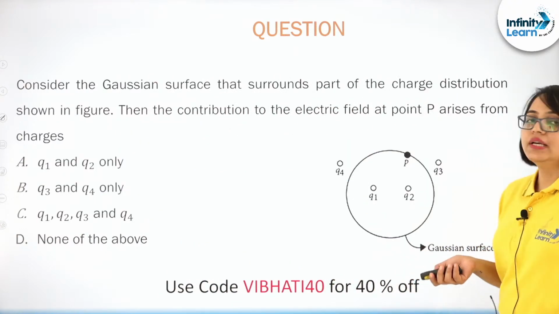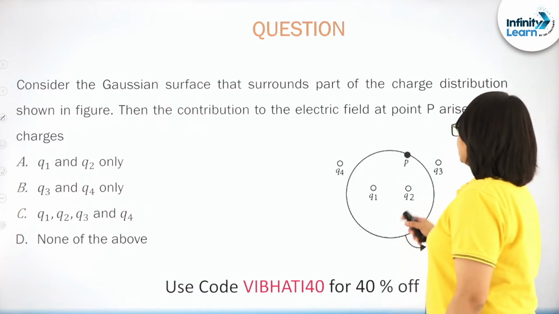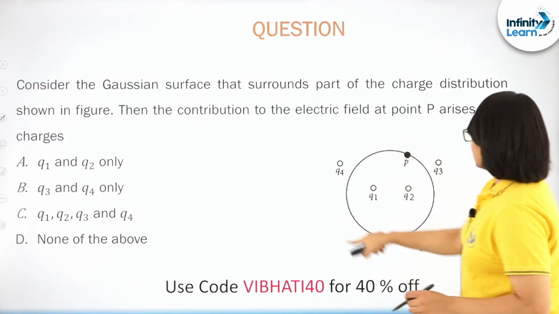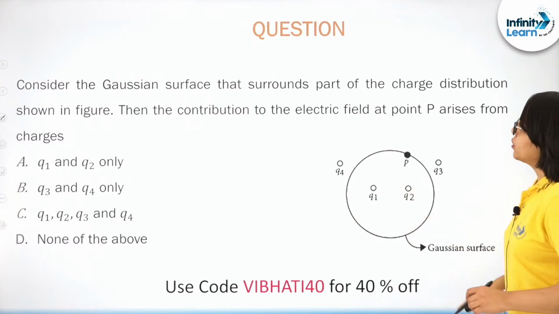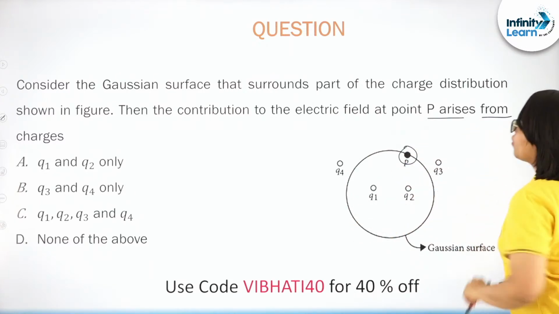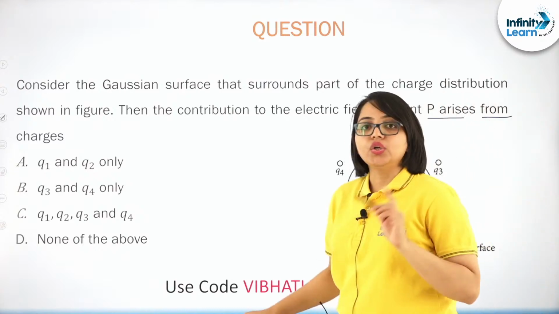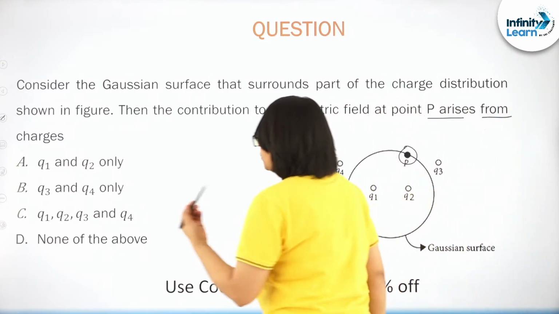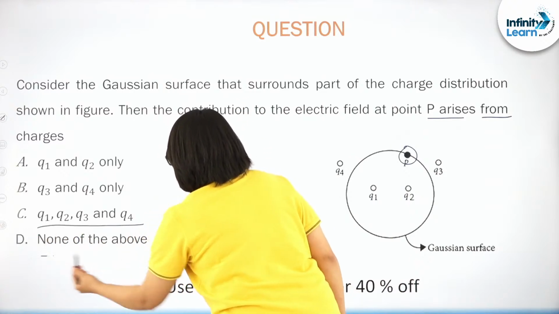Next question is, consider the Gaussian surface that surrounds part of the charge distribution as shown in the figure like this. Then the contribution of the electric field at point P arises from charges Q1 and Q2 only, Q3 and Q4 only, Q1, Q2, Q3 and Q4, and none of the above.